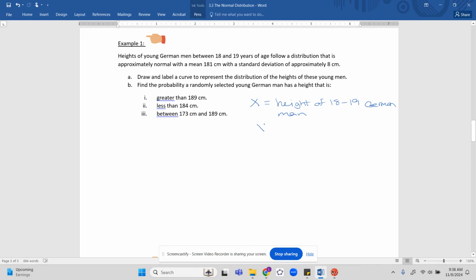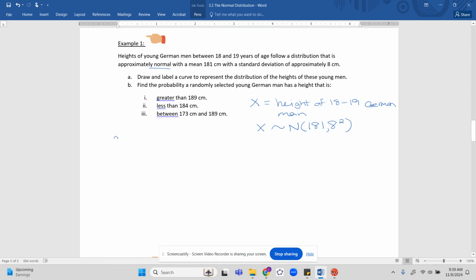And then I know that x, it tells me in the problem, follows a normal distribution, approximately normal, with a mean of 181. We always write the mean first, and then we write the variance second. Well, the standard deviation is 8, which means the variance is 8 squared. I'm just going to write 8 squared because really what I care about is the standard deviation, not the variance, even though in this notation we write the variance. I care that the standard deviation is 8.